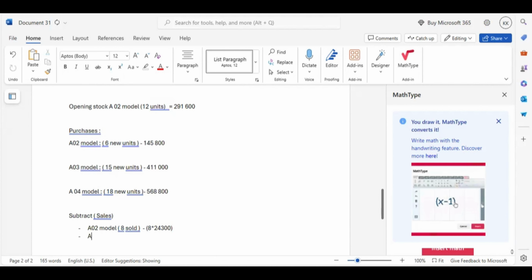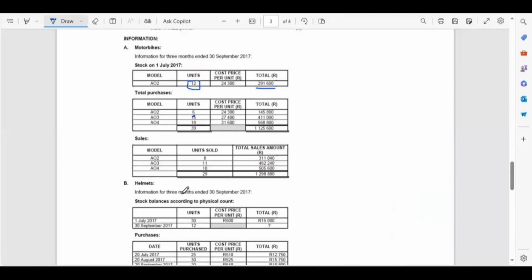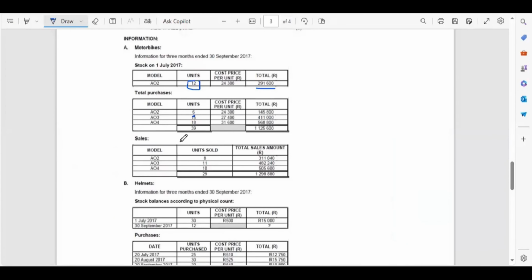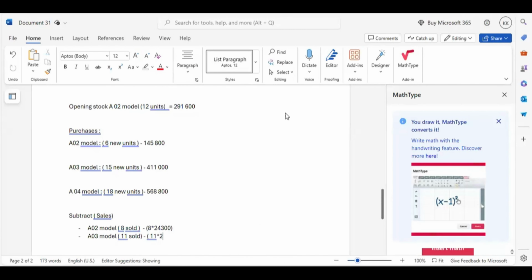Now, with regards to the A03 model, how many units did I sell? I sold 11 units. What was the unit cost of my A03 model? Each A03 model cost me 27,400. So 11 multiplied by 27,400.